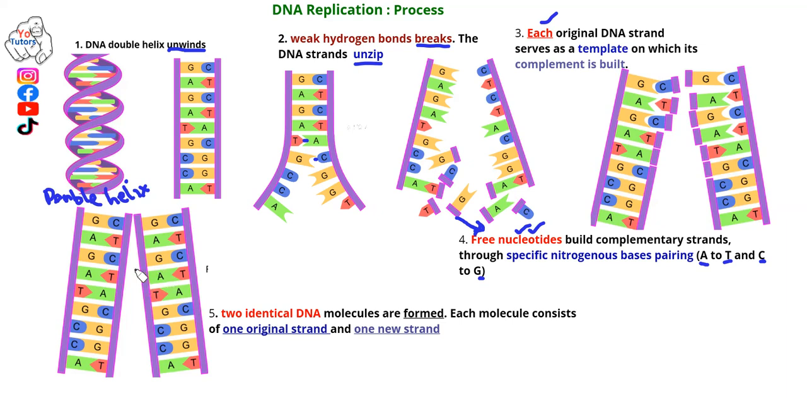Then as a result, we are forming two identical DNA molecules. Each consists of an old strand, which is the original strand, and a new strand that is being formed. So that's the process. Just remember to write these steps and you won't have a problem.